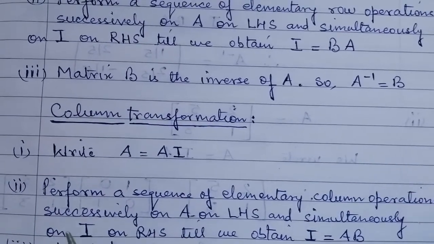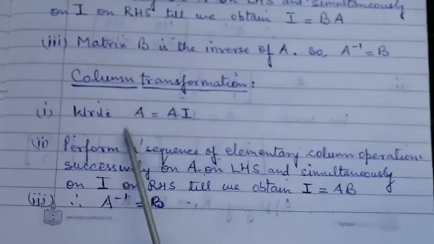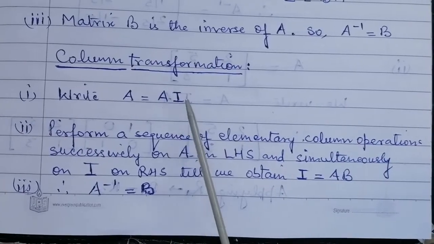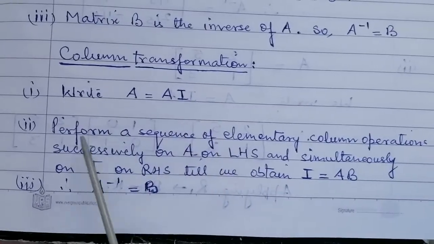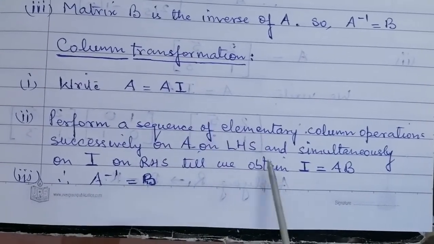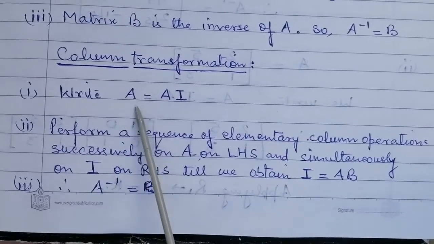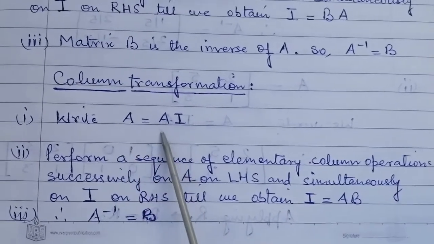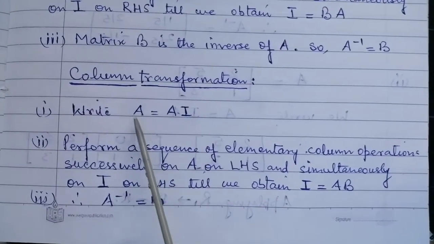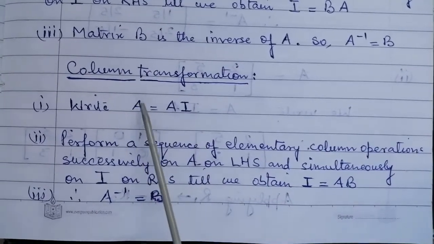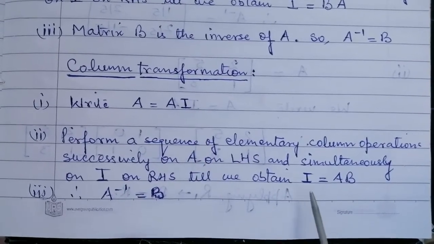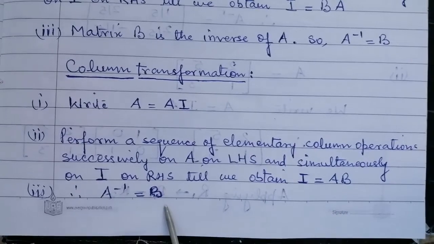Similarly, for column transformation, we write A is equal to A into I. This is the difference between row transformation and column transformation. For row transformation, we had written A is equal to I into A. For column transformation, we write A is equal to A into I, and the rest is same. We'll make this matrix A an identity matrix, and this identity matrix some other matrix. Whatever operations we are applying, they will be applied on this A as well as I, until A becomes an identity matrix and this becomes some matrix B. So we get I is equal to A into B, therefore A inverse is equal to B.